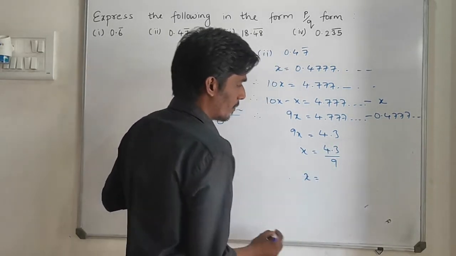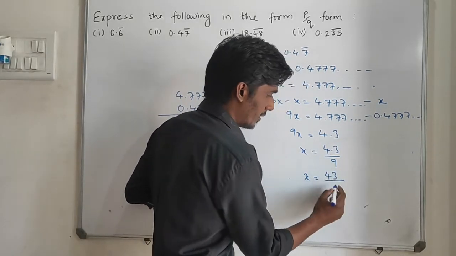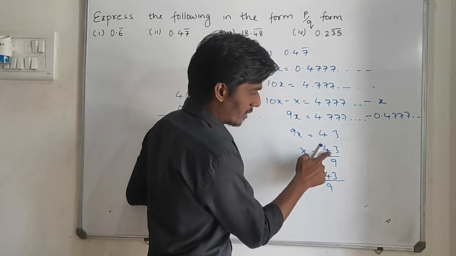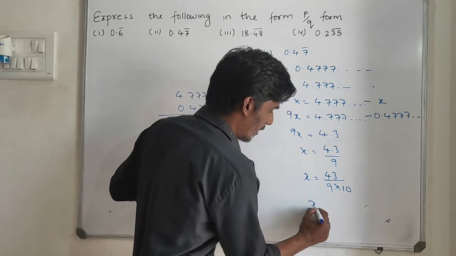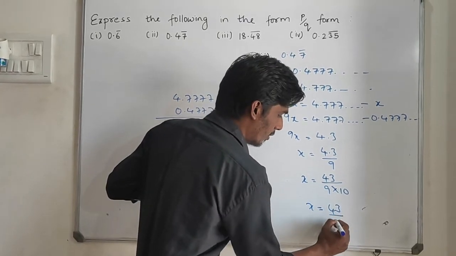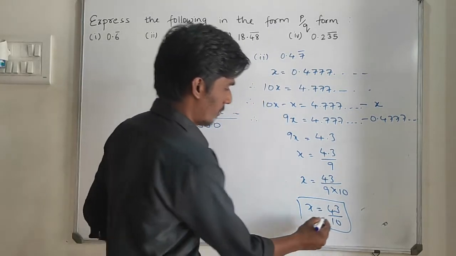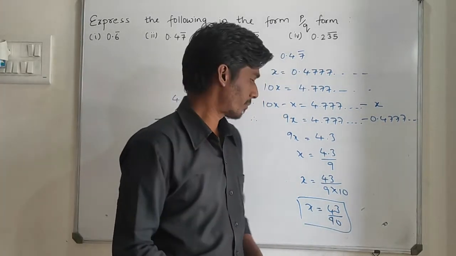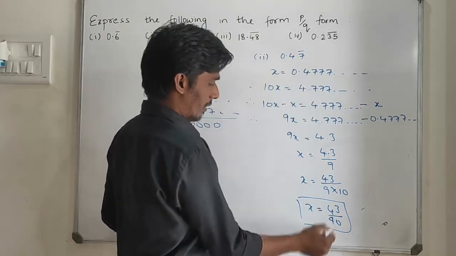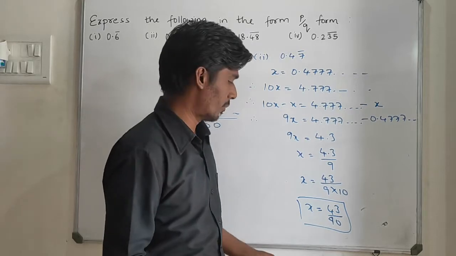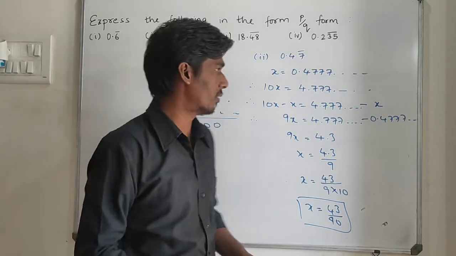Now if I remove this decimal point, it becomes 43 upon 9. As I remove the decimal point, I have to take 10 in the denominator, so it's 9 into 10. So our final answer is 43 upon 10, sorry, 43 upon 90. This is the way we convert 0.47 bar into a rational number. Now if I divide 43 by 90, I'll get 0.47 bar only.